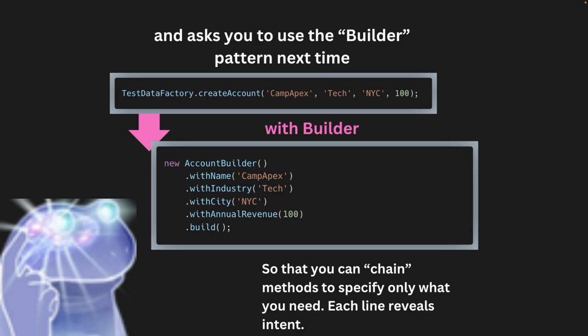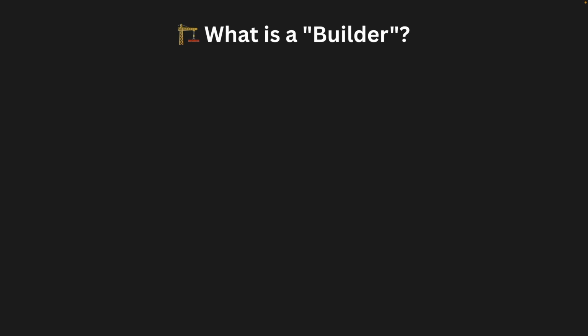With the builder, we're revealing that intent a lot more clearly. We can see that Camp Apex is the name of the account, the industry is tech, the city is NYC, and the annual revenue is 100. And if we didn't want city, we just wouldn't call the with city method. If we didn't want with annual revenue, we just wouldn't call that method. Whereas in the first example, we would have to pass in null or create another method that would exclude that parameter to begin with.